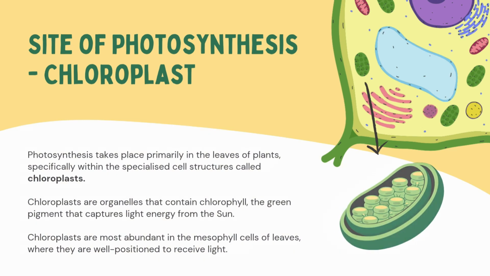Now, where does all this kitchen magic happen? The main site of photosynthesis is the chloroplast. Think of chloroplasts as tiny solar-powered kitchens inside the plant cells. They contain chlorophyll, the green pigment that captures sunlight, basically the solar panels of the plant world. Chloroplasts are mostly found in the mesophyll cells of leaves, which is perfect because leaves are like plant windows soaking up sunlight all day.